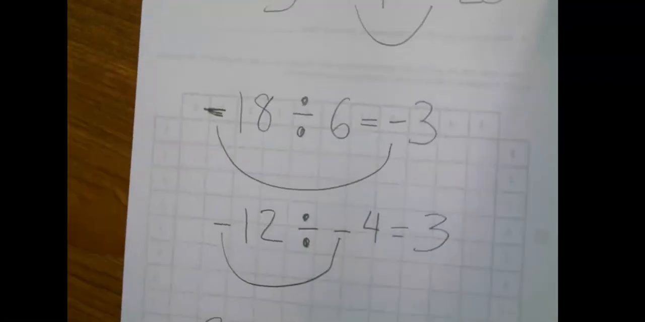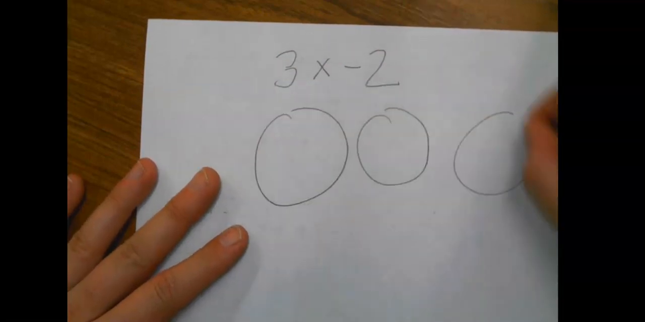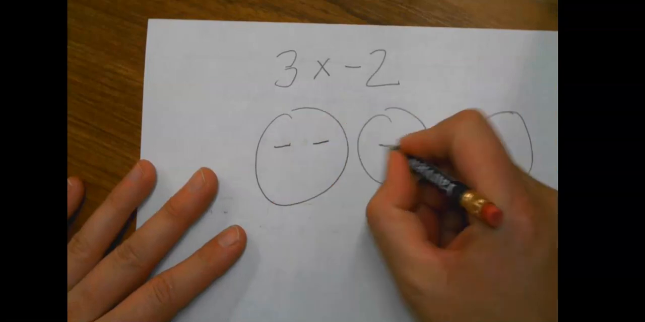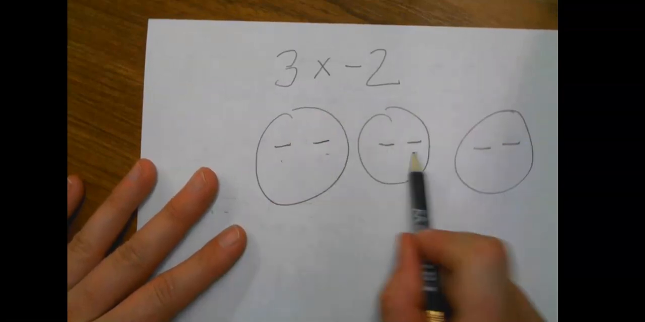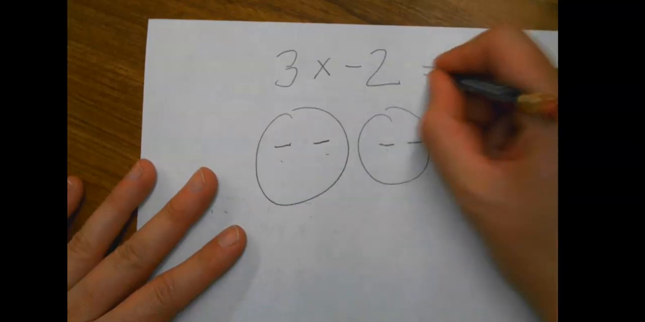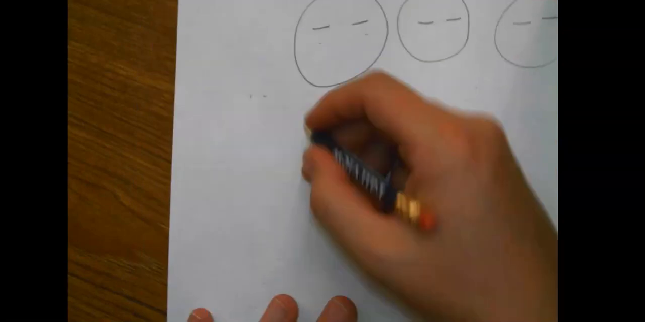Okay, let's go over how to do a couple of the models. So first, if I am doing a model of integers, 3 groups of -2. 3 groups, -2 in each group. How many total negatives do I have? 1, 2, 3, 4, 5, 6. That's a model of multiplication.